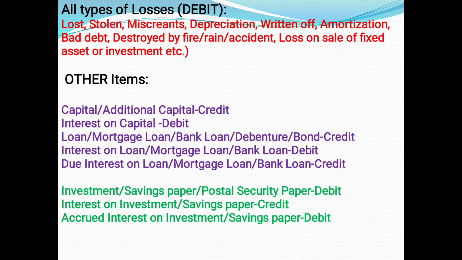Another one, investment or savings paper or postal security paper or commercial paper is at all times debit, but its interest, that is interest on investment or savings paper, is credit. Another item, accrued interest on investment or interest receivable on investment is at all times debited.